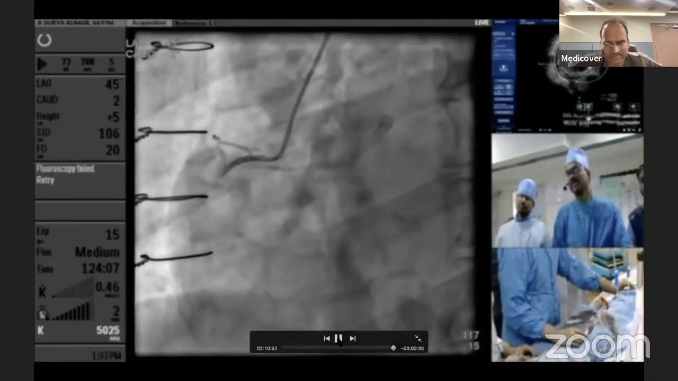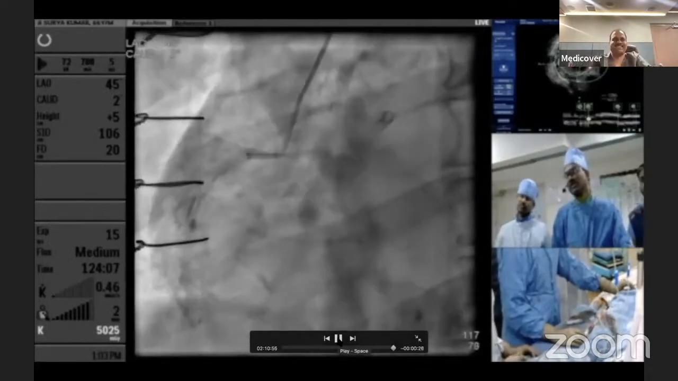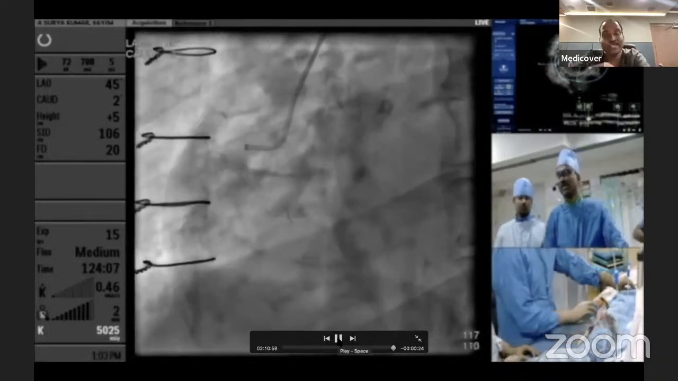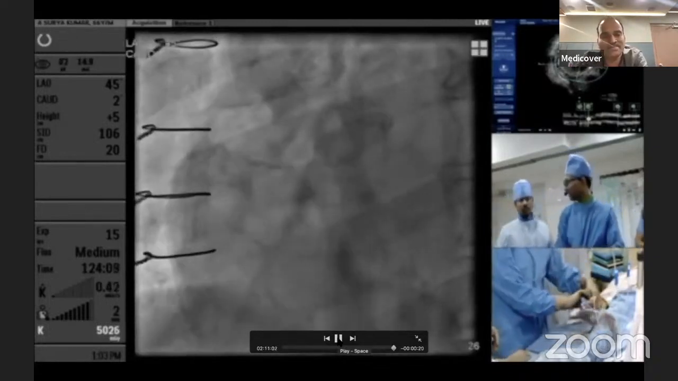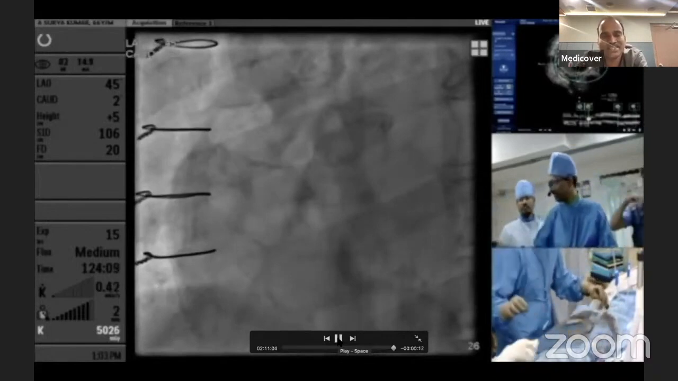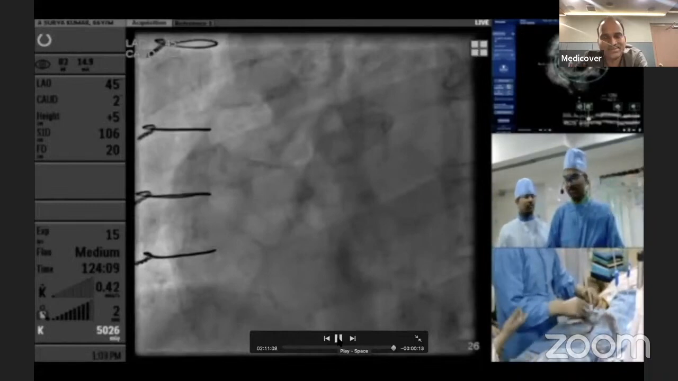But what is the advantage of this injection, Sharath? We don't see anything beyond the mid RCA here, right? No, I'm not injecting forcibly. Otherwise, you can see the contrast is going down. I've not taken a long cine. So we created space in the vessel. So there is a myth.